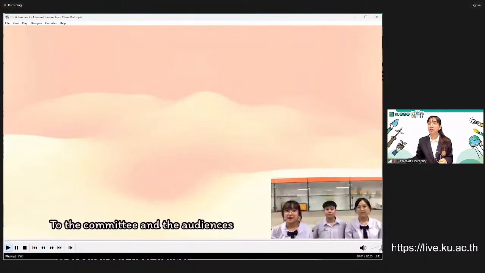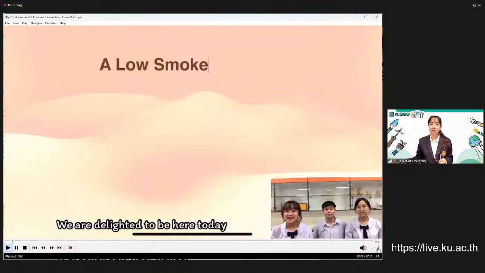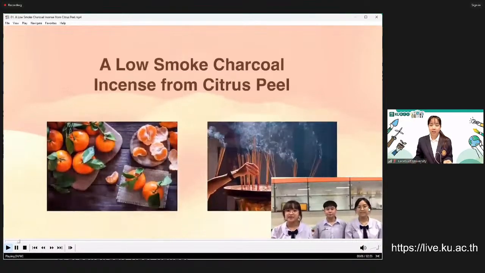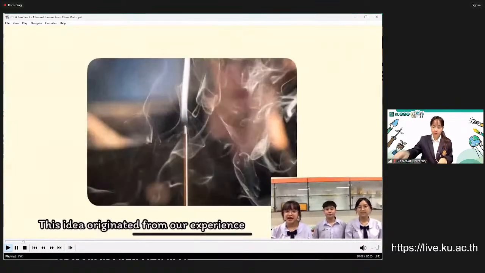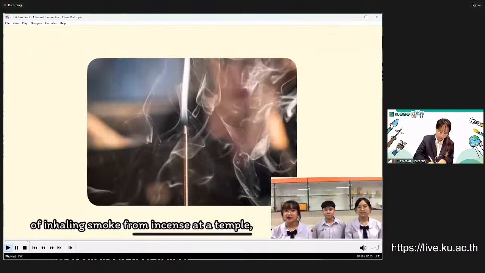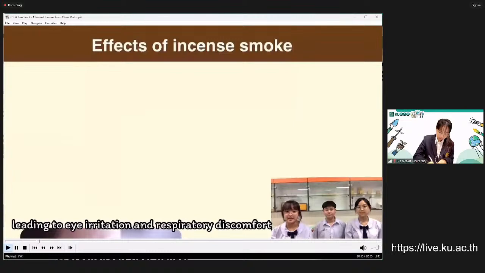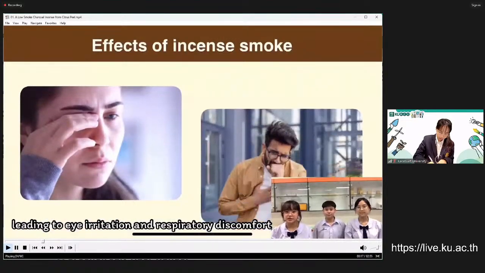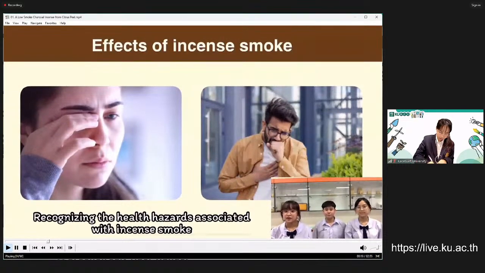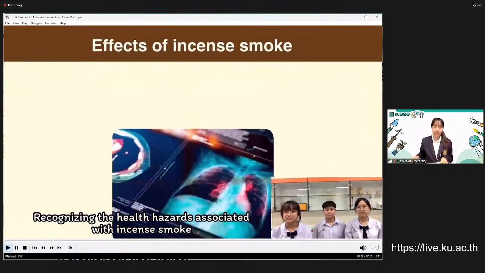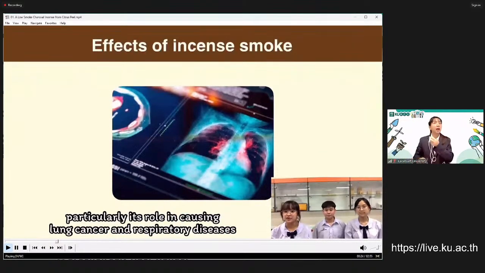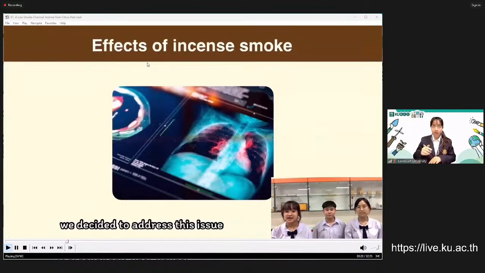To the committee and the audience, we are delighted here today to tell you about our idea: low smoke charcoal incense from Cedar Peel. This idea originated from our experience of inhaling smoke from incense at a temple, leading to eye irritation and respiratory discomfort. Recognizing the health hazards associated with incense smoke, particularly its role in causing lung cancer and respiratory disease, we decided to address this issue given the prevalent use of incense in temples.